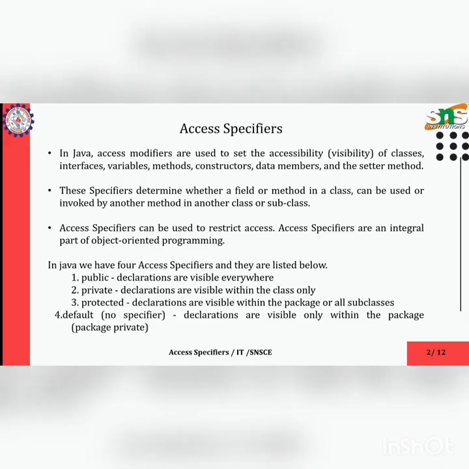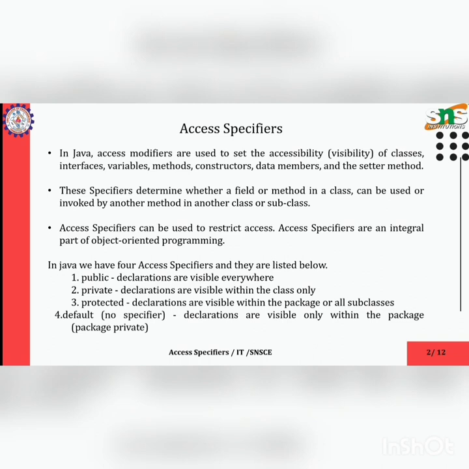As I am an assistant professor in the Department of AIDS, today we are going to learn about the topic: access specifier in Java. In Java, access modifiers are used to set the accessibility of classes, interfaces, variables, methods, constructors, data members and the setter methods. These specifiers determine whether a field or method in a class can be used or invoked by another method in another class or the subclass.